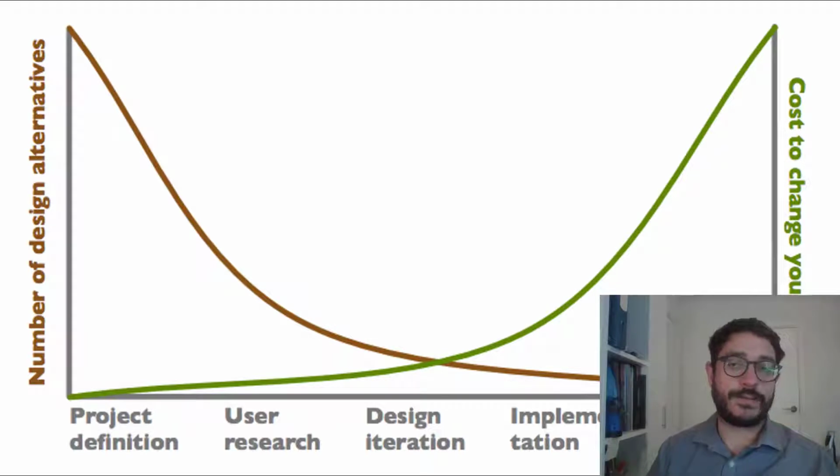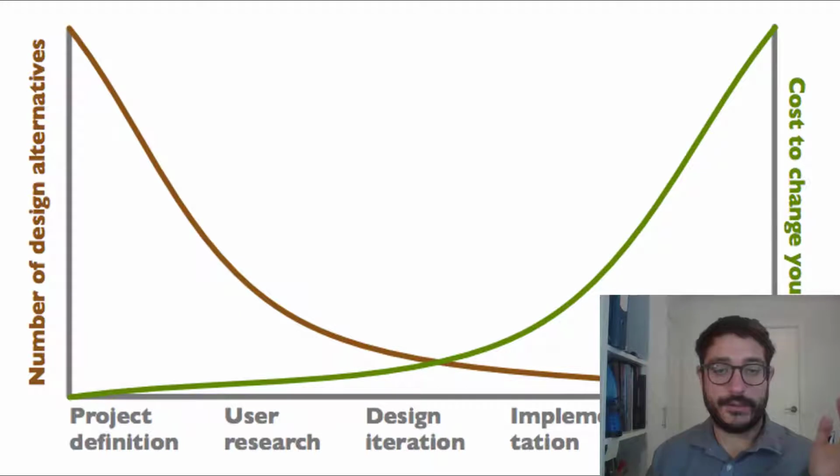So here, following this graph, what you can see is if we start in a place where we have a lot of alternatives, then by doing user research, we decrease this number of alternatives, and then we do more iterations, and they keep on decreasing to the point where we only have one good implementation to do, and we launch.